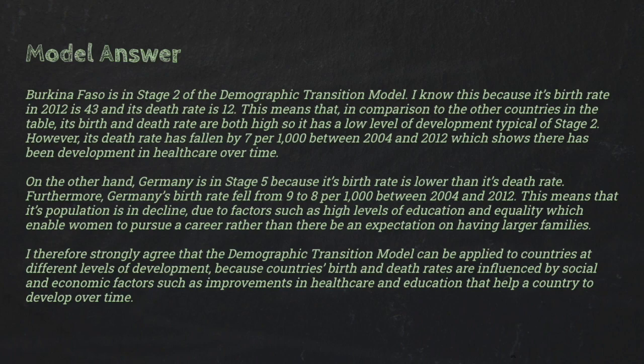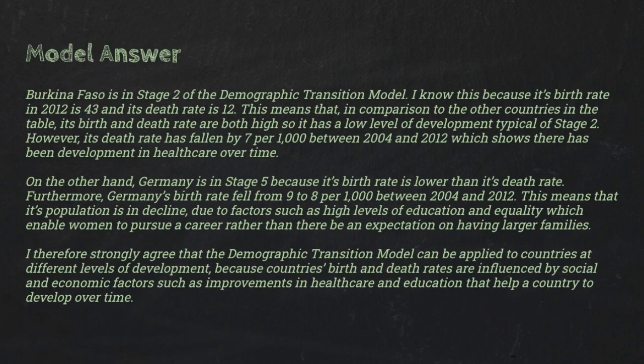In this answer, my first paragraph discusses a country with a low level of development, uses data from the table to support my point, and explains how that links to stages of the demographic transition model. In this case, Burkina Faso in stage 2 because of its high birth rate and falling death rate. My second paragraph uses an appropriate connective, "on the other hand," to compare and contrast Burkina Faso with a more developed country, in this case Germany.